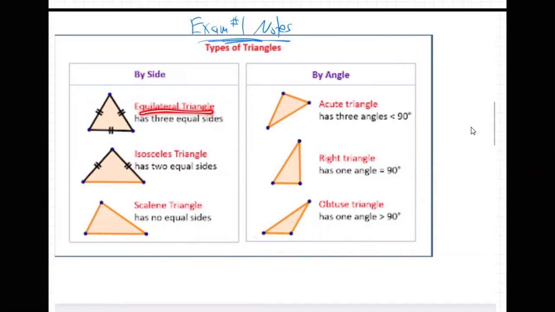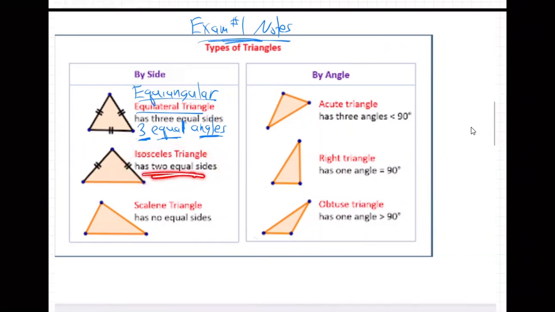So, different kinds of triangles. An equilateral triangle has three equal sides. Oh yeah, let me add to it. You can also say equiangular triangle. Equiangular, same thing. It's just three equal angles. An equilateral triangle has three equal sides and three equal angles. You can call it by either name, equiangular or equilateral. It's the same thing. Three equal angles, three equal sides, everything's equal.